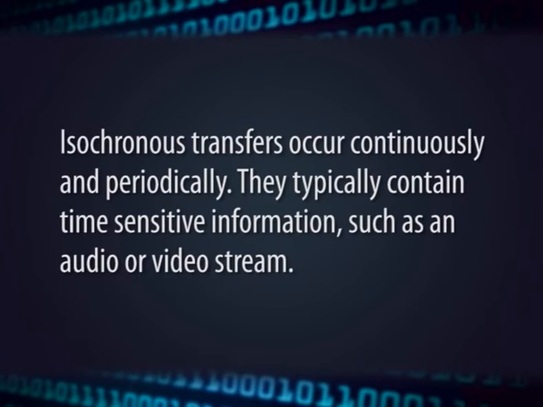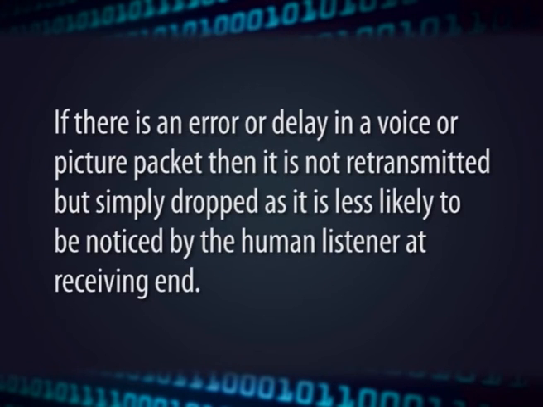Interrupt transfers are requested by devices and are queued. Host polls all such requests and carries out data transfer one by one. These transfers guarantee a certain speed and response time. Isochronous transfers occur continuously and periodically. They typically contain time sensitive information such as an audio or video stream. If there is an error or delay in a voice or picture packet, then it is not retransmitted but simply dropped, as it is less likely to be noticed by human listener at the receiving end.